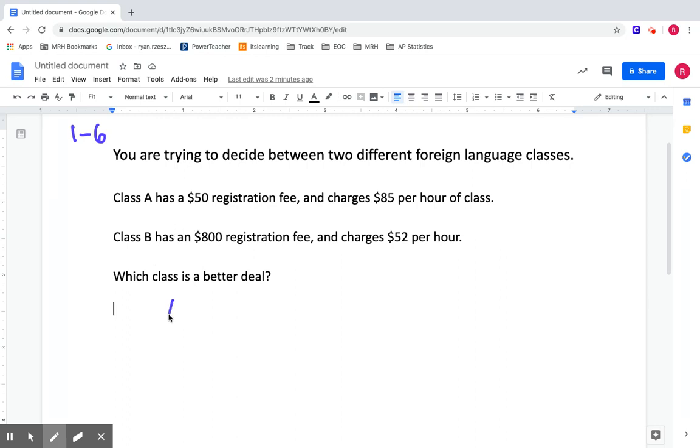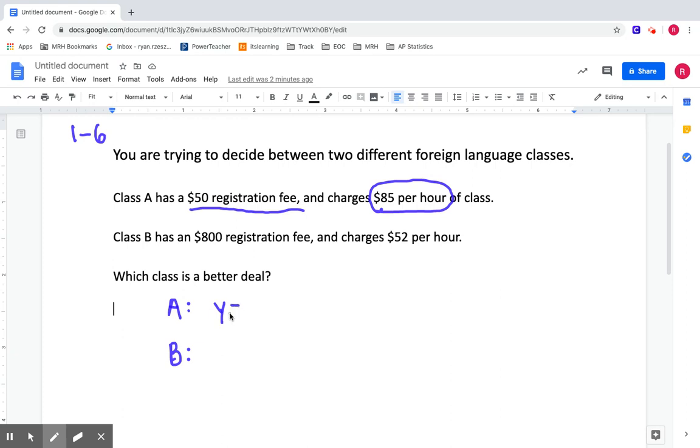The best thing to do in a situation like this is try to make an equation for each of my two classes. Class A has a $50 fee that you have to pay when you register, and then every hour of class is going to cost you $85. So when you write an equation for a problem like this, you're going to write them generally in y equals mx plus b format to get your total.